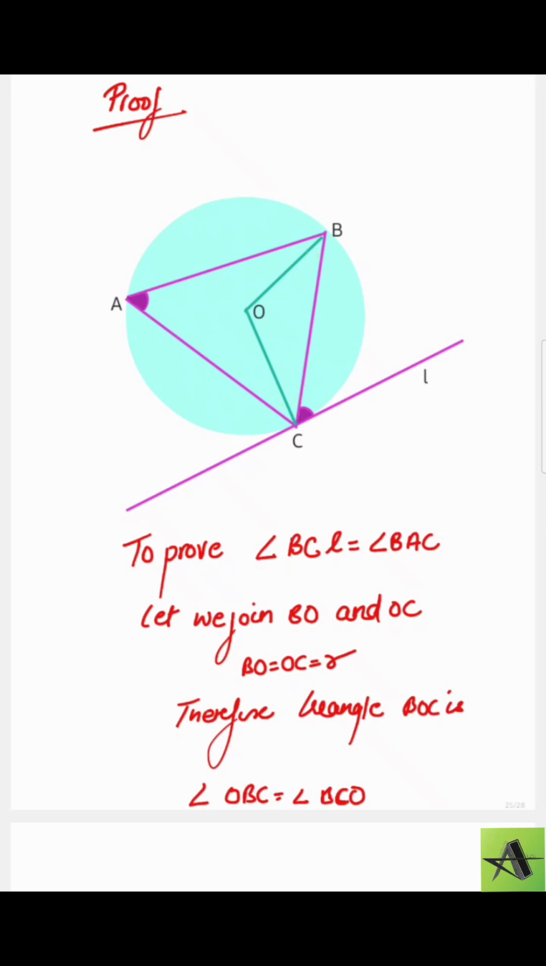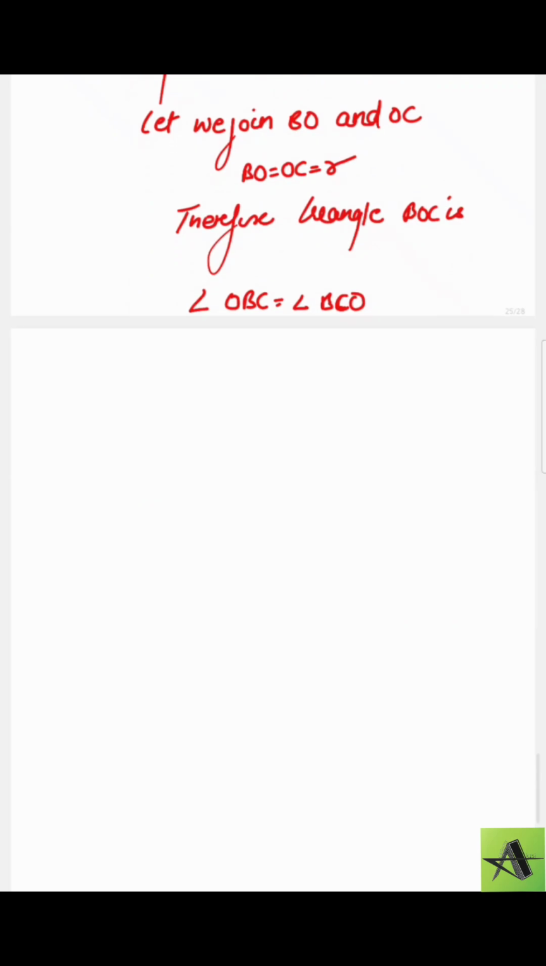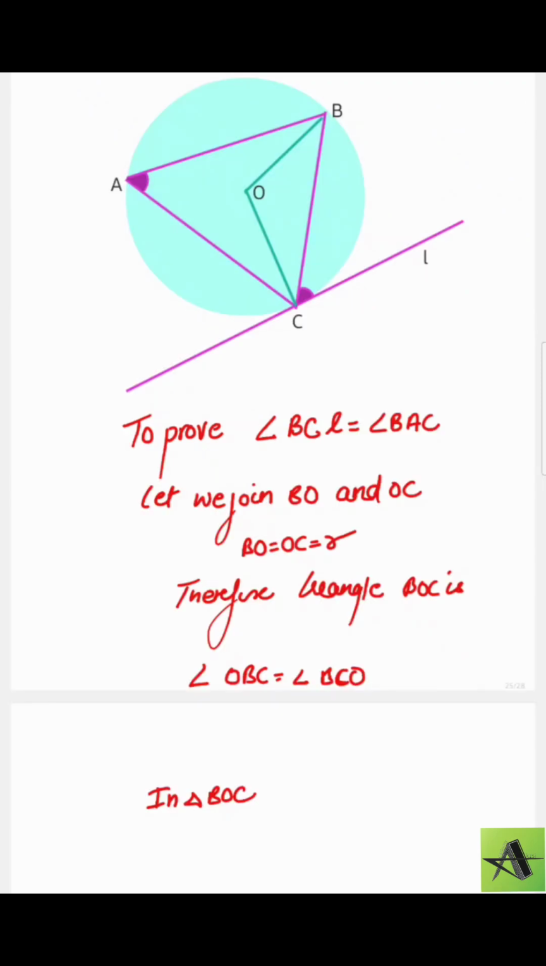Now in this triangle, if I apply the angle sum property, applying the angle sum property in triangle BOC, this angle plus this angle plus this angle should add up to 180 degrees. So the same thing we are doing here.